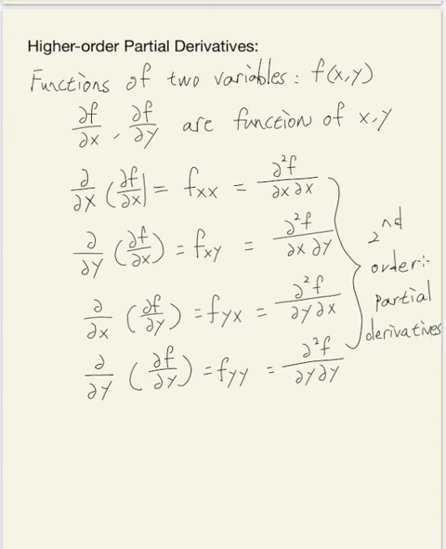So when we're talking about second order partial derivatives, it's not necessarily fxx or fyy. fxy and fyx are also second order partial derivatives. So as you can see, a function of two variables has four second order partial derivatives.